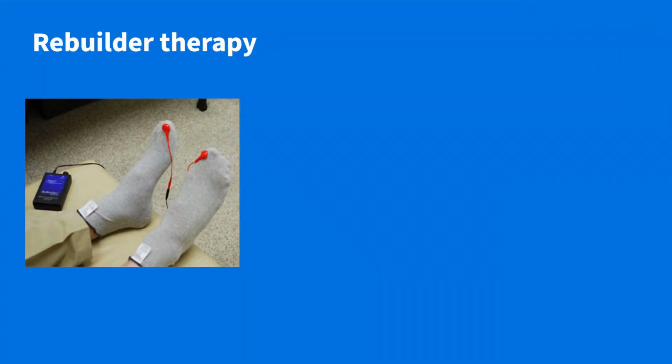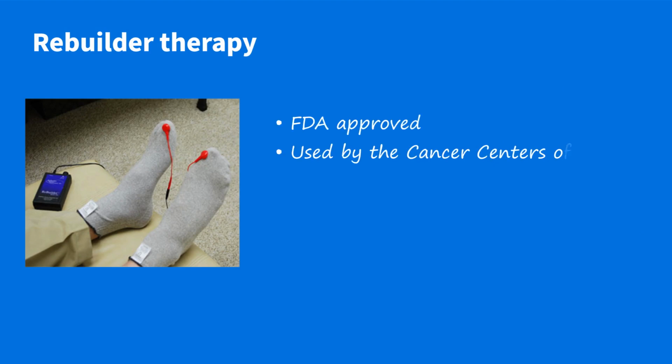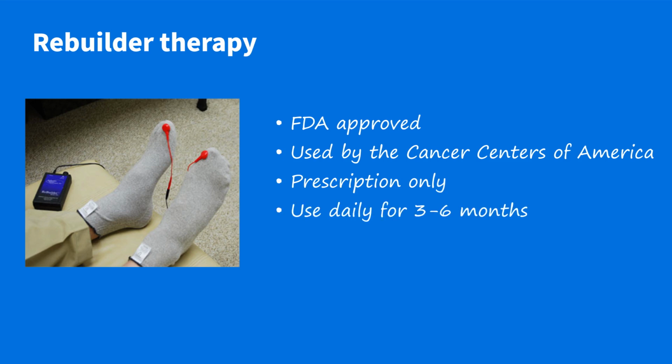The third approach we use is called rebuilder therapy, which is an FDA device also used by the Cancer Centers of America. It is prescription only, and you must receive training on how to use this device in order to treat yourself at home. It is used daily for 3 to 6 months and can restore the electrical signal in the nerve to the brain.